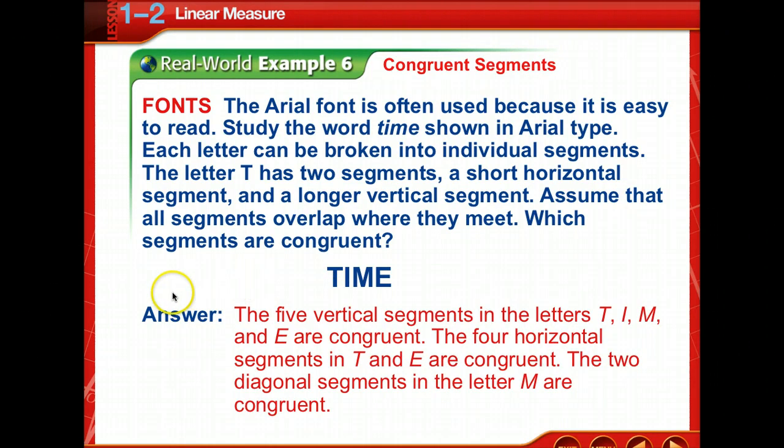Well, let's look. First of all, we have 5 vertical segments: T, I, M, and E. So M has 2. 1, 2, 3, 4, 5. All of these vertical segments are congruent. Now we have horizontal segments on the T and on the E. So there are 4 horizontal segments that are congruent. Then we look at the diagonal in the M. The 2 diagonal segments in M are also congruent.